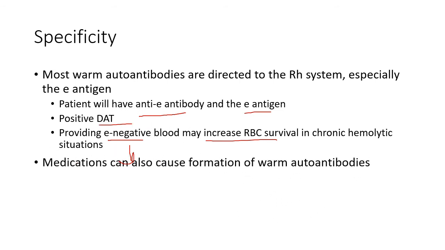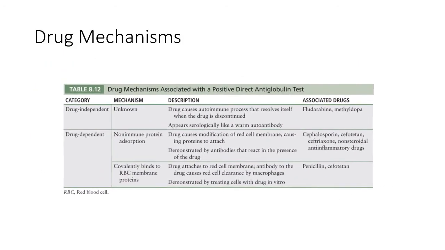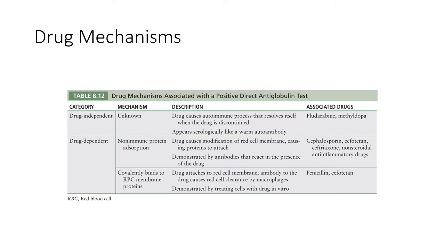Medications can also cause formation of warm autoantibodies. Again, patient history is important. So here is something that you might want to just kind of glance over and know something about: drugs and drugs that cause a patient to have a positive DAT. So drug independent, mechanism unknown, autoimmune process resolves itself when a drug is discontinued.